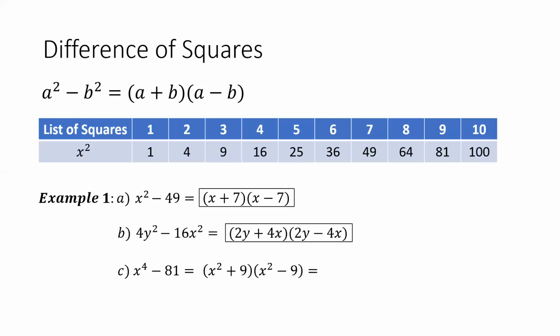But for the second parentheses, I have x squared minus 9. Well, the square root of x squared is x, so that's something squared. 3 squared is 9, so that's something squared. And I have a minus in the middle. So my a is going to be x, my b is going to be 3. And so I can factor that second parentheses, x plus 3 times x minus 3. And then I just bring the first parentheses over. I can't factor that any further.